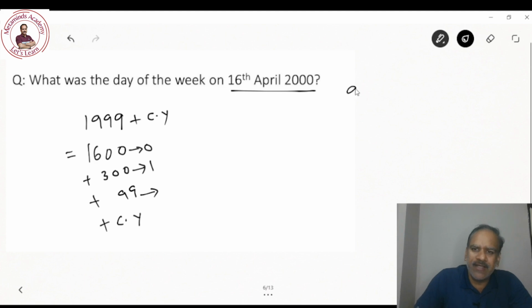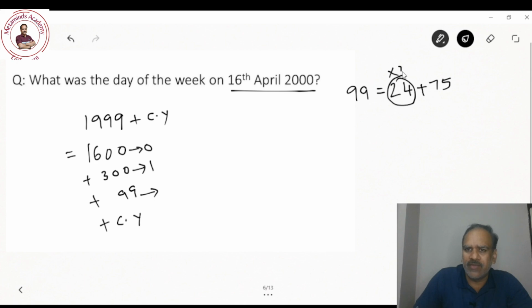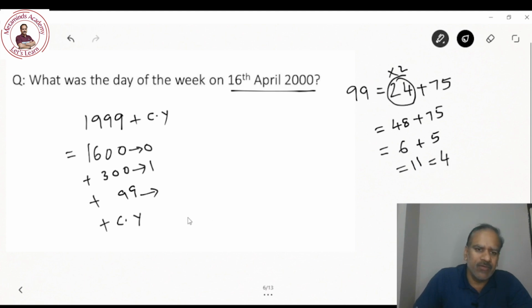99 years, we break down into leap years and non-leap years. Leap years is 24, plus 75 ordinary years. So this is leap years, into 2, it is 48 odd days plus 75 odd days. So 48 when you divide it by 7, you will get 6 remainder. Here also divided by 7, 75, you will get 5. It is 11. Again 11 divided by 7, you will get 4 remainder. So 99 years has 4 odd days.